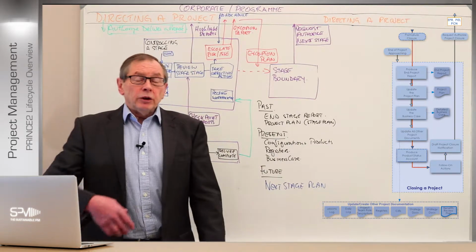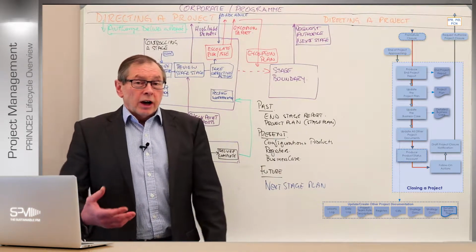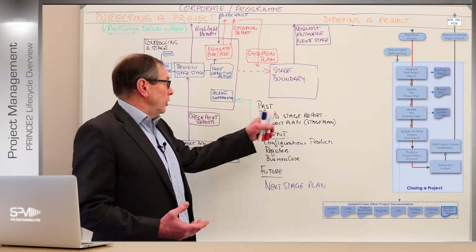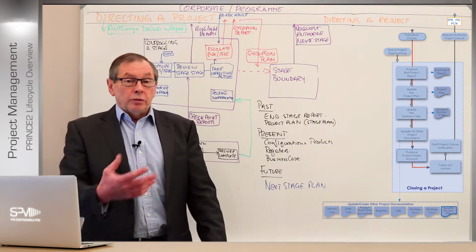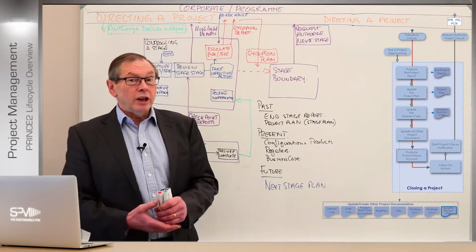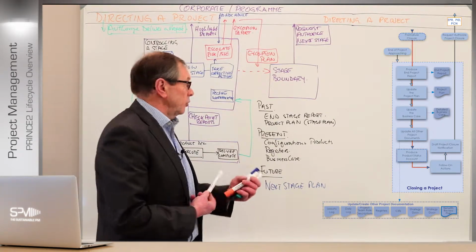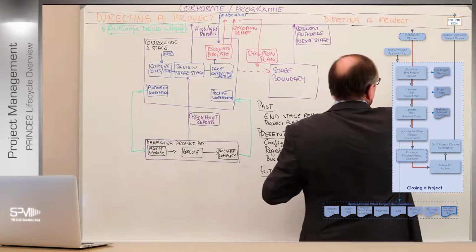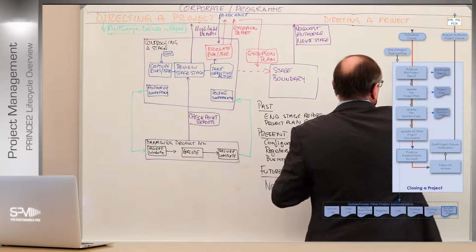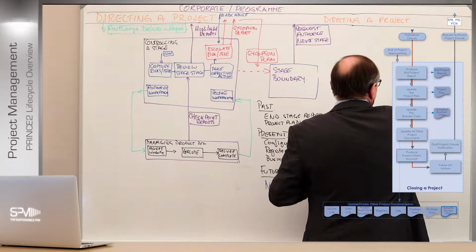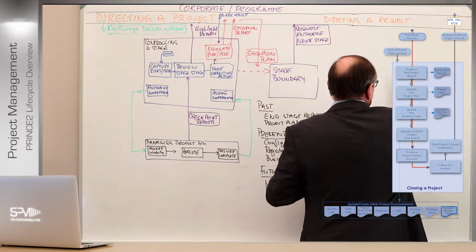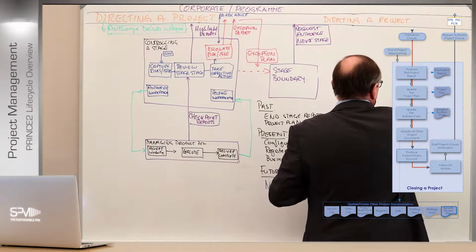Now, when we get to the final stage, right, something slightly different. Firstly, like we said earlier, we don't have a stage boundary because we don't have a boundary between two stages. Now we have closing a project process. So let's have a look at that now. So closing a project process. This is to mark the end of the project.